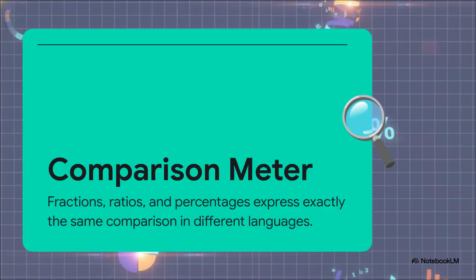And that brings us to the big idea we're unlocking today. You see, fractions, ratios, and percentages are almost always taught as these totally disconnected chapters, complete with completely different formulas you just have to memorize. But they aren't unrelated at all. They are simply 3 different languages translating the exact same story. Think of them as a single comparison meter, just formatted in 3 different ways.